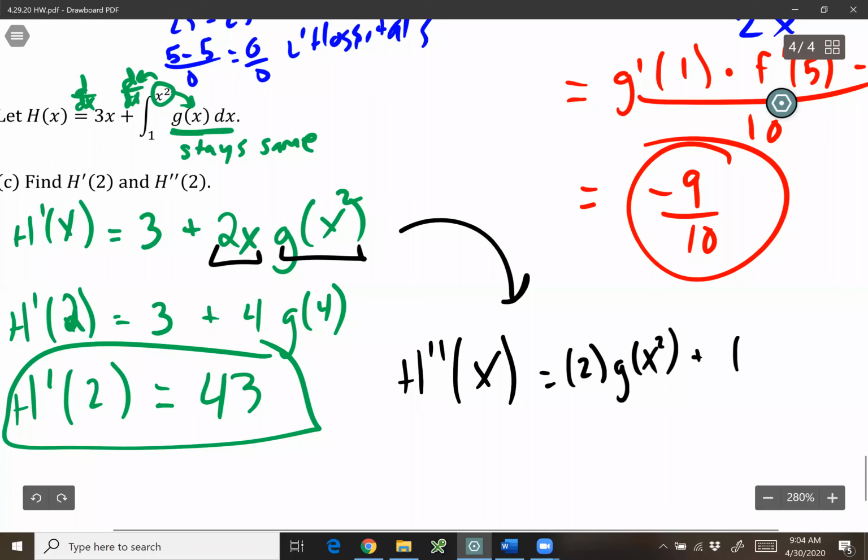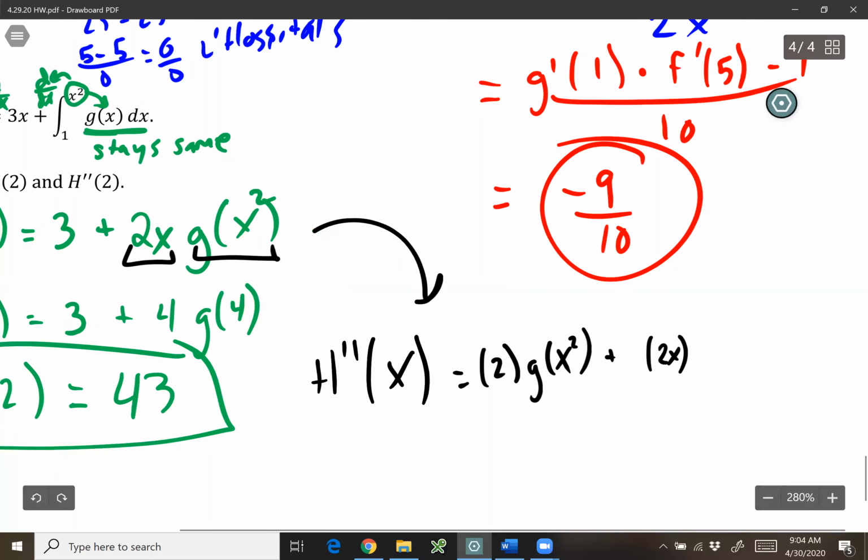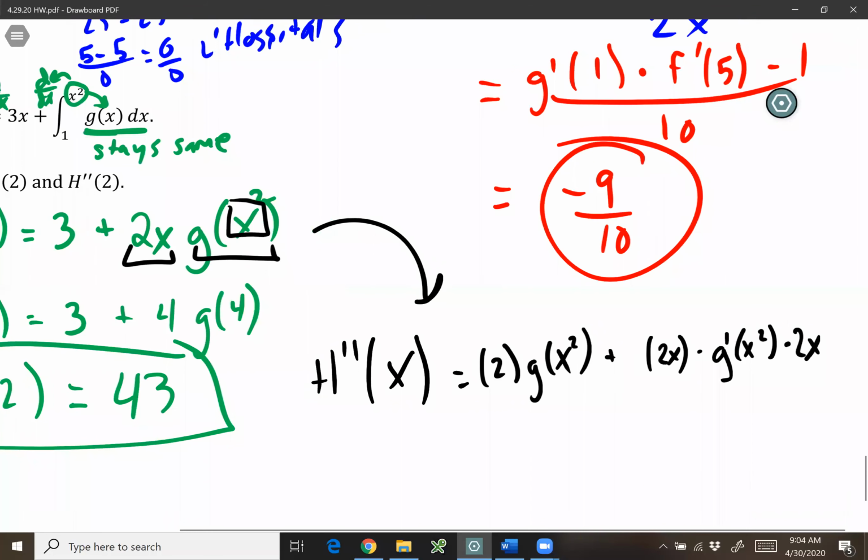Then plus, now I'm going to keep my 2x the same. And times the derivative of g of x squared will become g prime, right? This is like a box. So g prime of the box of x squared times 2x. If you want to simplify it, you can. You would have like the 2x and the 2x would multiply to become 4x squared. I'm not going to. I'm just going to leave it like that and plug in 2.